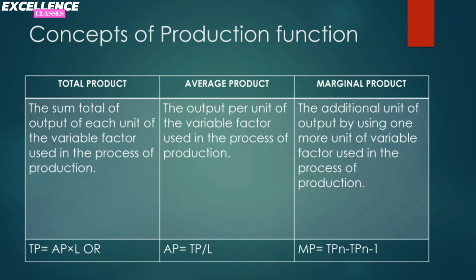Average product or AP is the output per unit of variable factors used in the process of production. It can be calculated as total product divided by variable factor, in short TP divided by L.